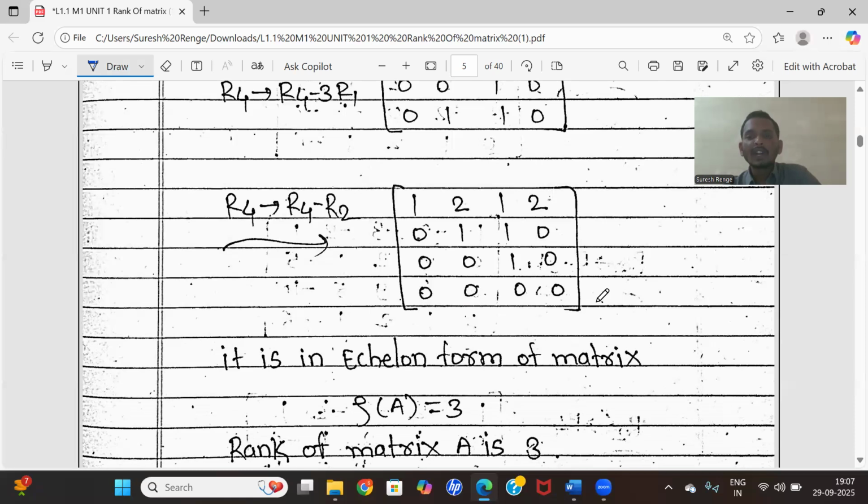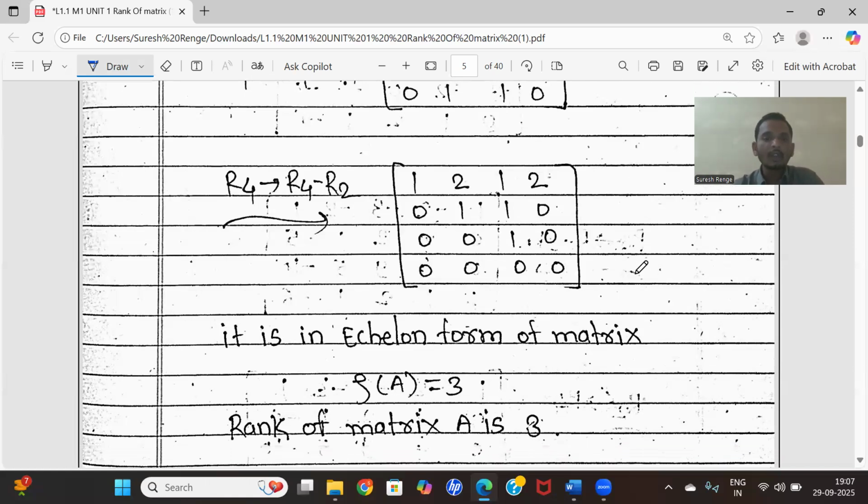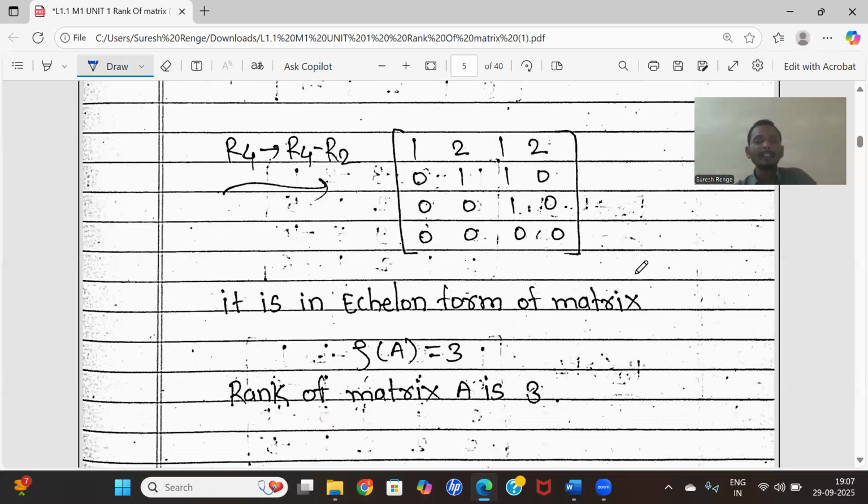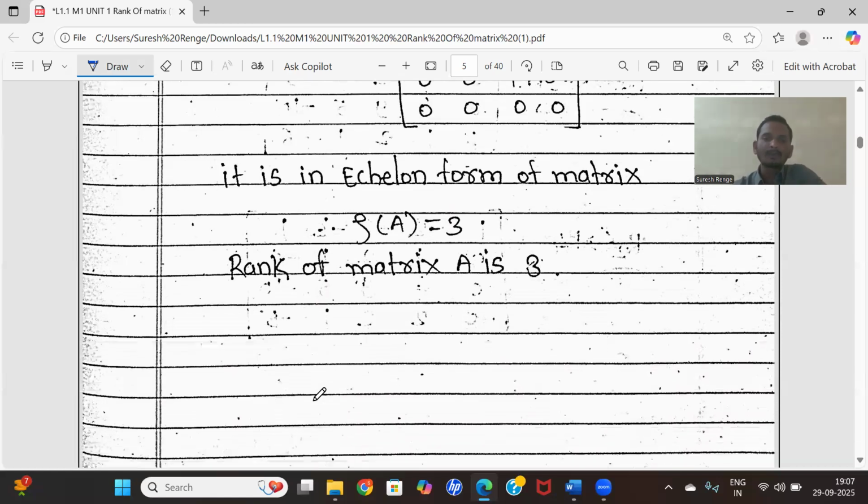And what is the definition of rank? The rank is the number of non-zero rows if the matrix is in echelon form. This matrix is in echelon form, so count the number of non-zero rows: 1, 2, 3. Three non-zero rows are available in the matrix. Therefore, the rank of matrix A is equal to 3.